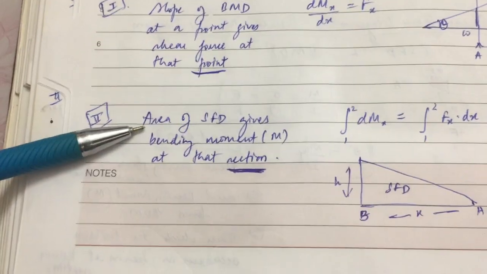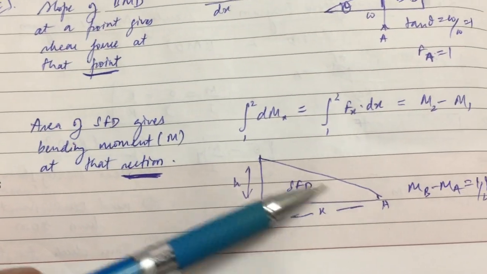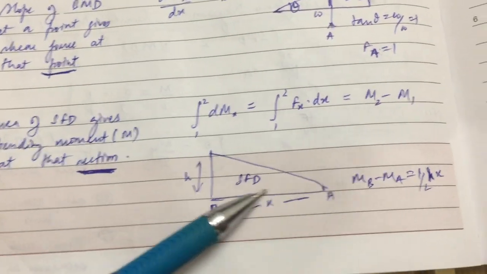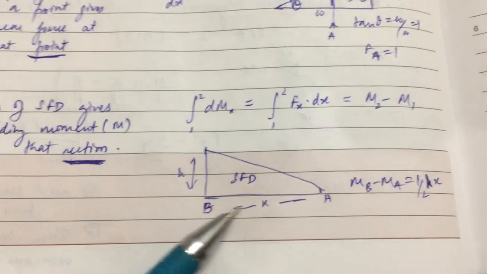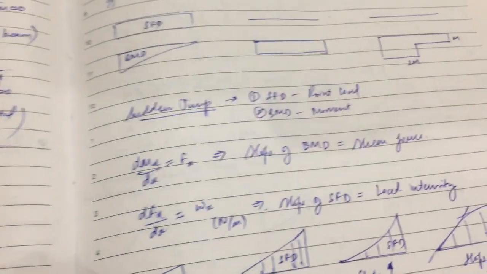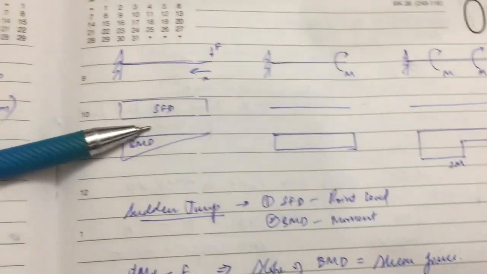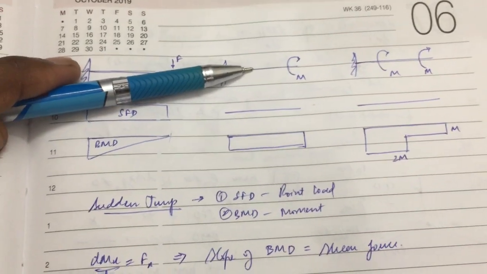Okay. Second thing is the area of the SFD gives the bending moment at that section. So this is the SFD, and this area basically gives the moment at that section. Okay, so we have to remember this. And then there are different cases. For example, this is the point load. So this is the SFD and the BMD, and this is the moment where it's applied.